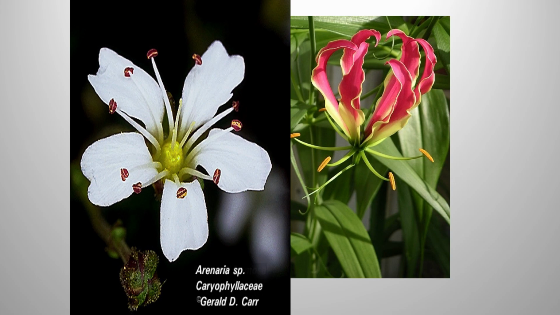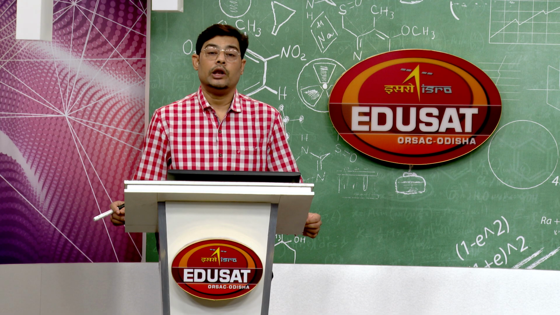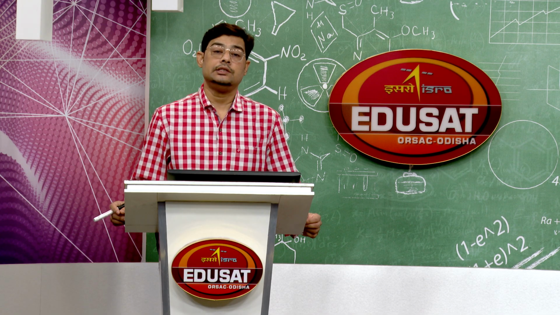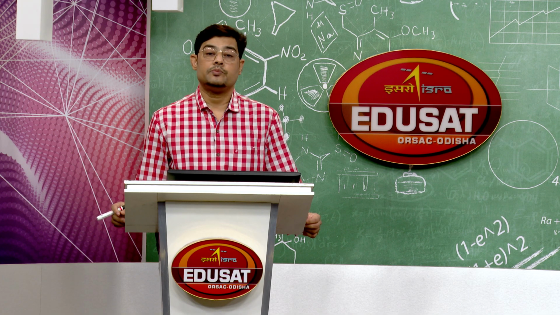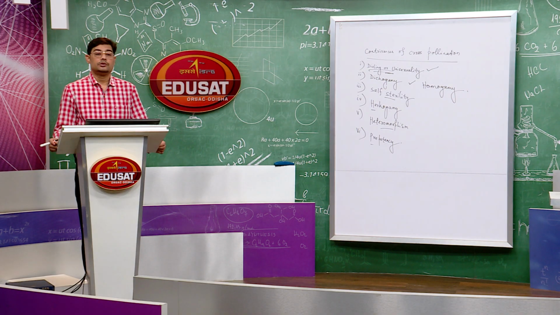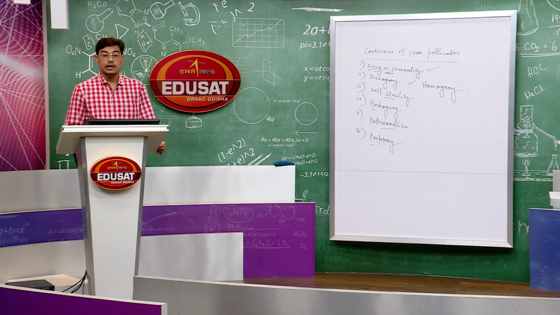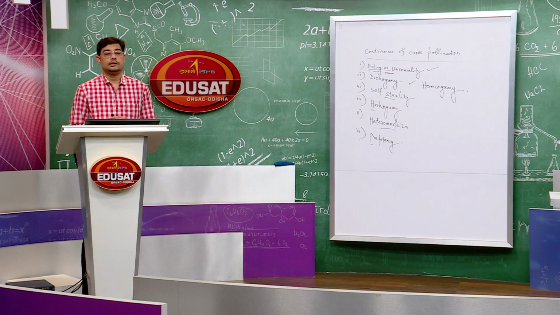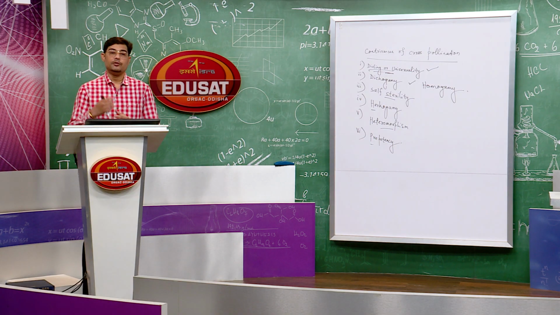One is Arenaria species of Caryophyllaceae. The second picture, the red one, is Gloriosa superba. So, you can see the anthers are exserted and you can mark the stigma. So, naturally here the pollen grains after dehiscence cannot reach the stigma and cross pollination takes place. So, this is herkogamy, and more about this insect pollination we will discuss in the entomophilous flowers.